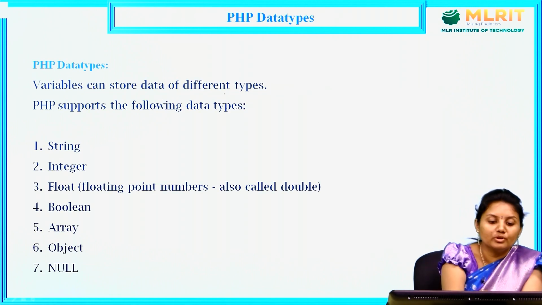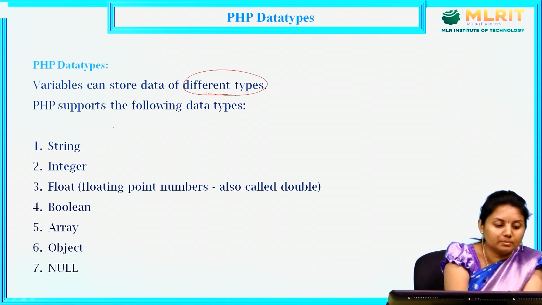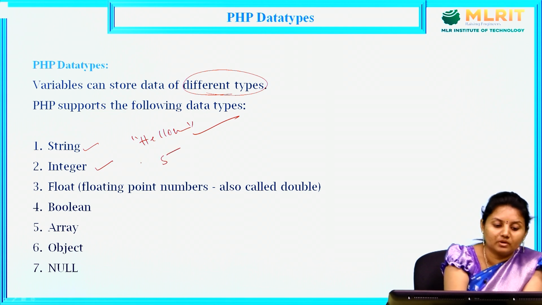Variables can store data of different types, and PHP supports strings, integers. Strings means whatever you are giving in double quotes. Say we have given hello world, that is a string. Integer, you can just give 5, okay, $a equals to 5. This is integer. The floating type numbers are also called double. You can give 5.5. Boolean, you can also give $a equals to true.